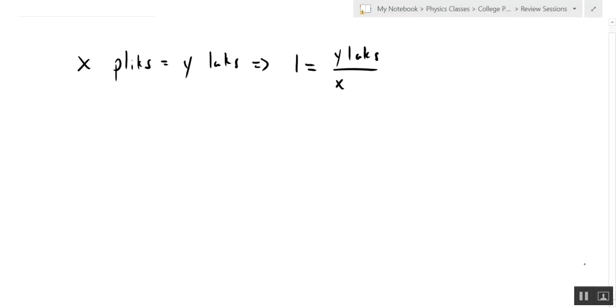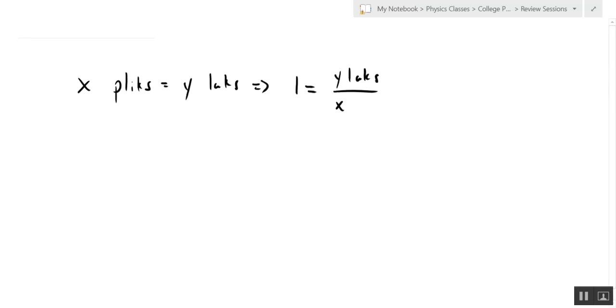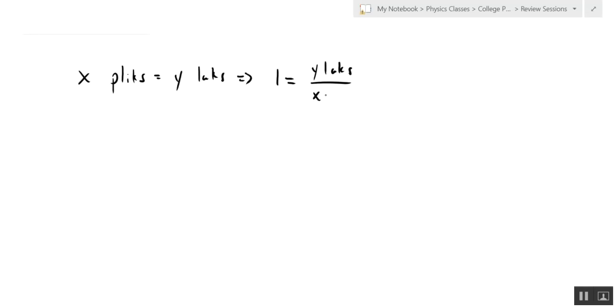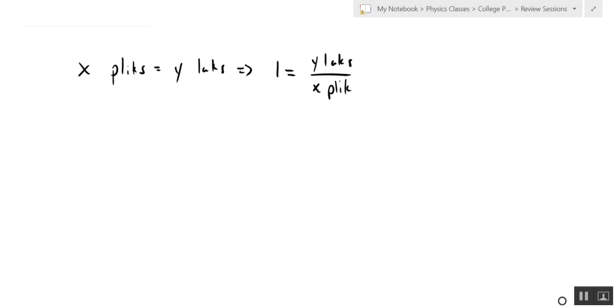But I convert it to 2 different forms. So if I divide by x Plicks, whatever the number is, it's different for everyone, that's one form of one. Or I can take the inverse of both sides, and I get x Plicks over y lacs. So that's just 2 different forms of one from the basic relationship between the 2 units I made up.